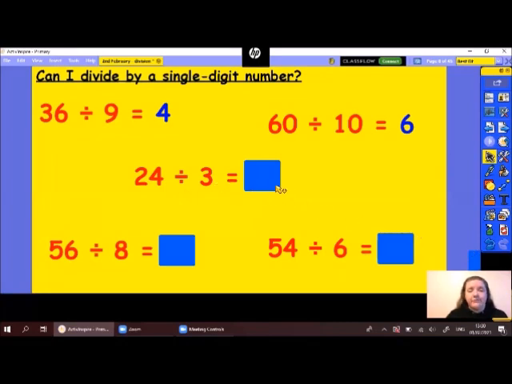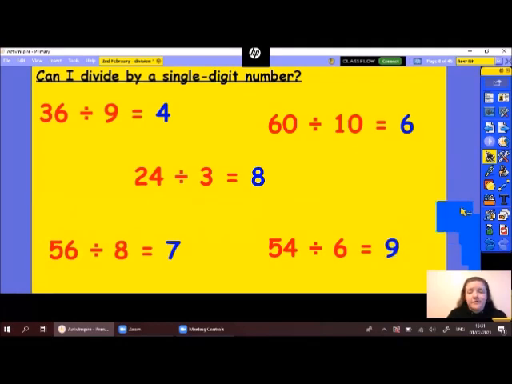24 divided by 3. So if you counted up in 3s, how many 3s were there? There were 8. 56 divided by 8. Now we're kind of new to our 8 times table, but hopefully you've managed it. 56 divided by 8 is 7, because 7 8s are 56. And 54 divided by 6, how many 6s make 54? 9. Well done if you got those. And that's all dividing is. It's splitting something into equal groups.